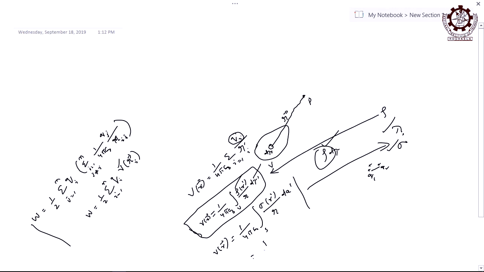Similarly, for lambda, it is 1 by 4 pi epsilon 0, then over length L, linear means length, then it will be lambda r prime divided by the same r, then d L prime over length. So when it is lambda, the integration is over length; when sigma, over area A; when rho, over volume tau. So, this is for the linear.